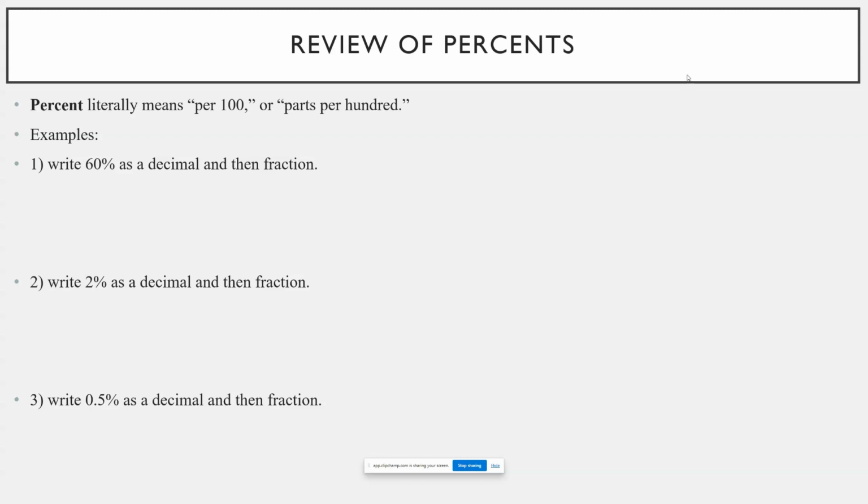Review of percents here. Well, what exactly is a percent? A percent literally means per 100 or parts per 100. And so what I want to do in this first one here is convert a percentage to two things. First to a decimal and then a fraction, just so you can see the relationship here. All right, so this is the first one. Let's write 60% as both a decimal and then a fraction.